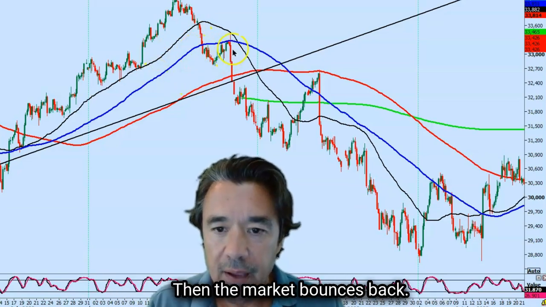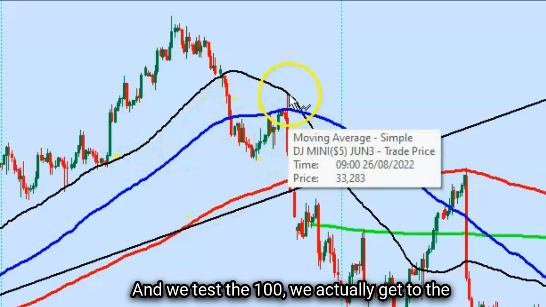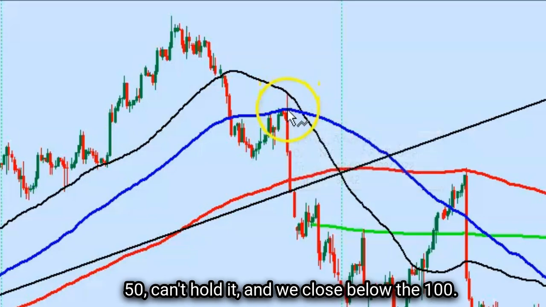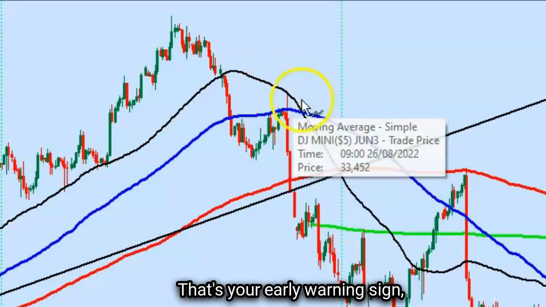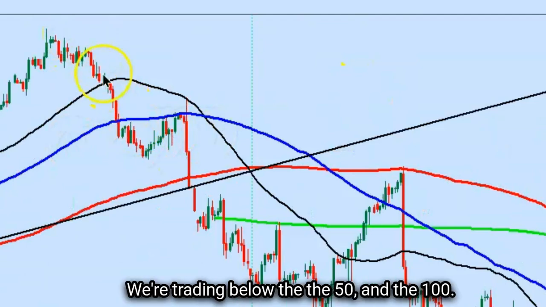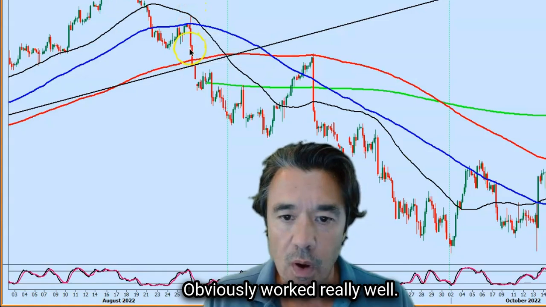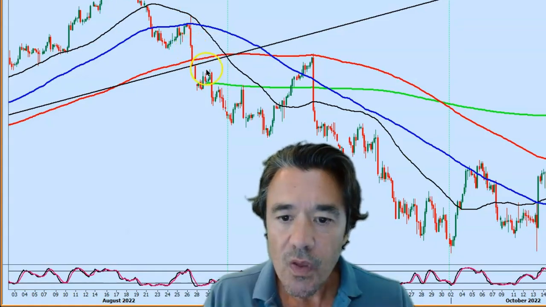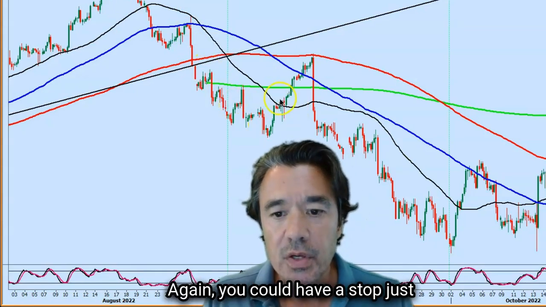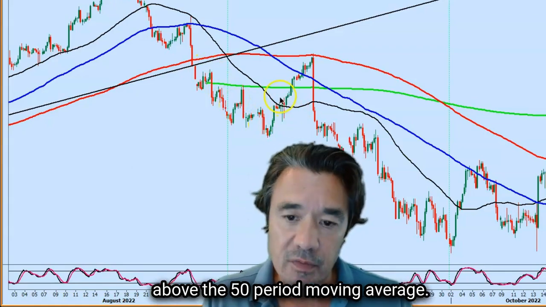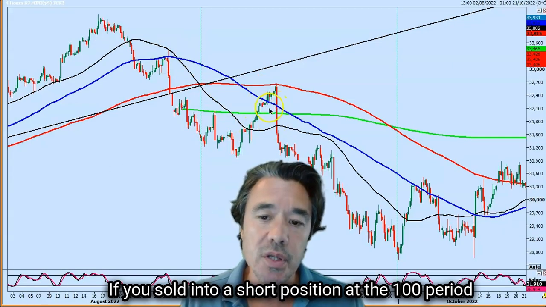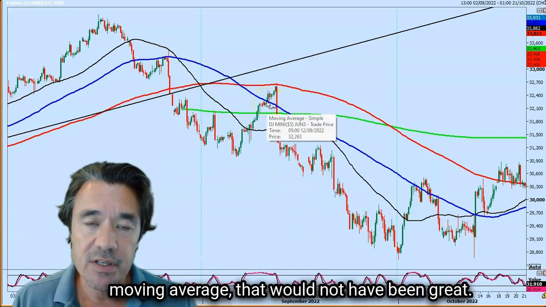Then the market bounces back and we test the 100. We actually get to the 50, can't hold it, and we close below the 100. That's your early warning sign. The trend's reversed. We're trading below the 50 and the 100. I'm now going to get into a short position. Obviously worked really well. The market did trend down. Again, you could have a stop just above the 50 period moving average. If you sold into a short position at the 100 period moving average, that would not have been great.